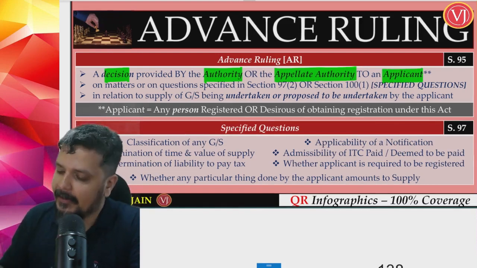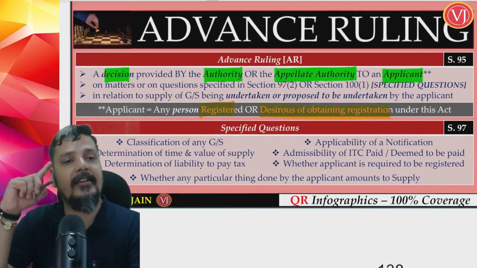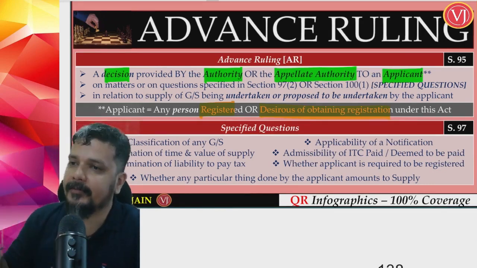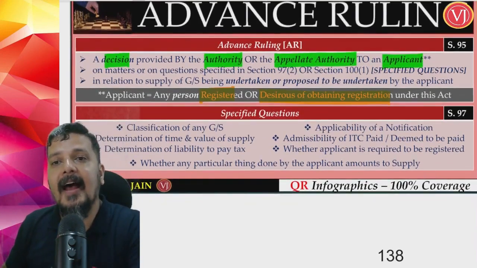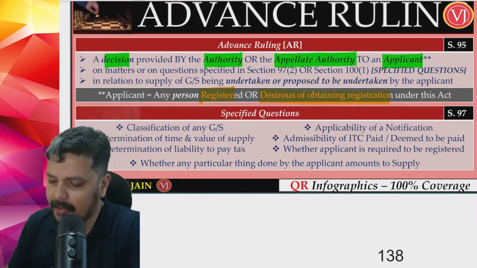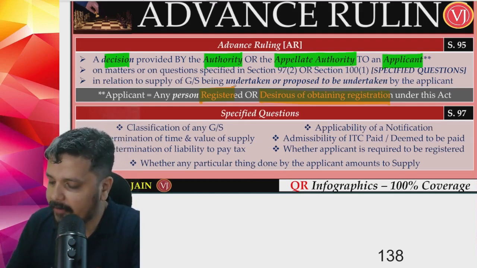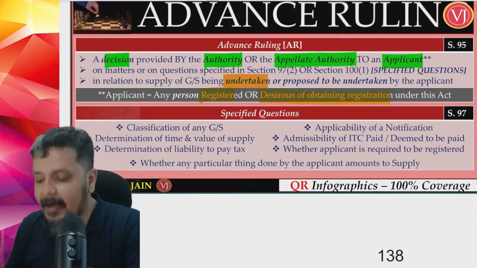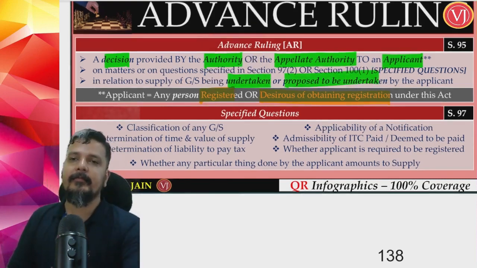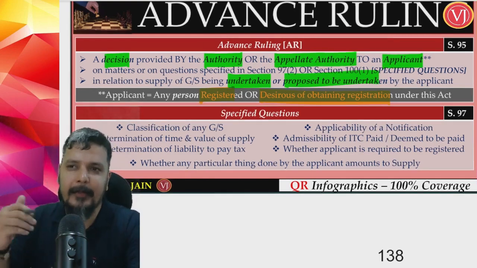Now, who can be the applicant? The applicant can be anyone, whether he is registered or desirous of getting registration. Not necessarily registered. This time the term used is a bit different: registered or desirous of getting registration, not liable, desirous of getting registration. So the applicant will have certain doubts on which he will make an application. He might have doubts with respect to goods or services, the supply of which is already undertaken or is proposed to be undertaken. He cannot ask questions on any matters. The questions should be specific, which we will be seeing.